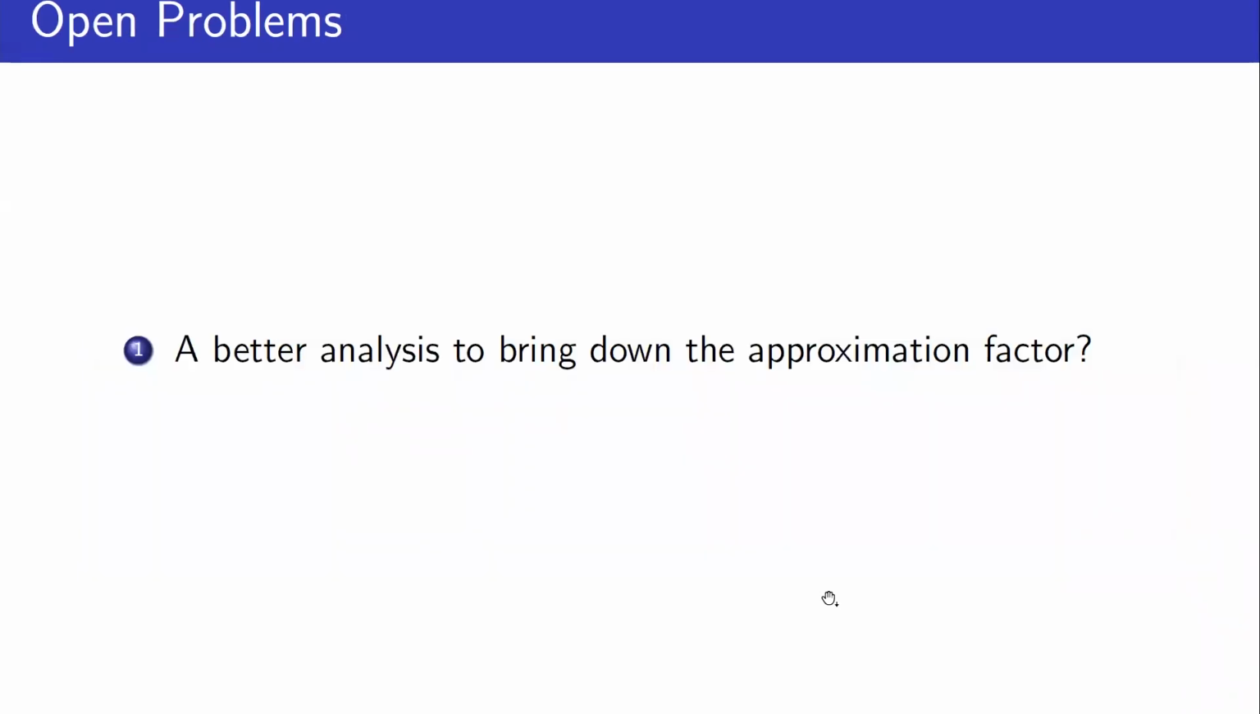Okay, some of the open problems. The first one is, can our algorithm achieve a better approximation factor? There's no reason why its approximation factor has to stop at square root n, but in our analysis, we are unable to push it further. We believe that it can perhaps do better, but to show that we need a completely different analysis.